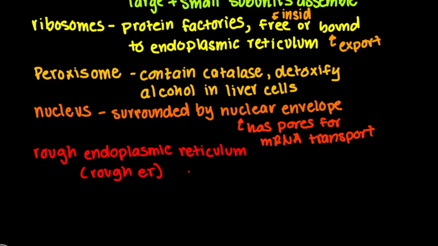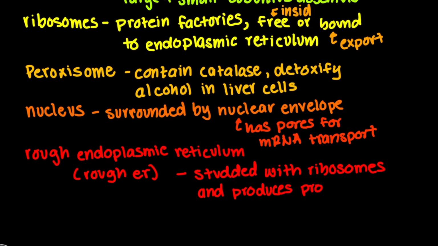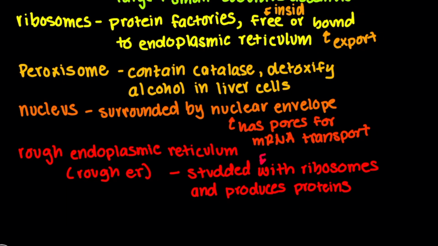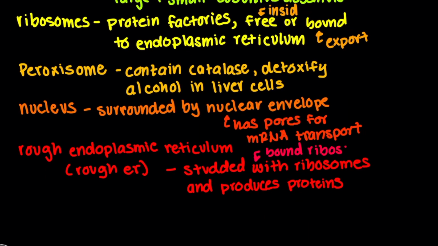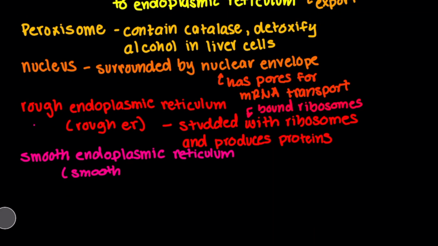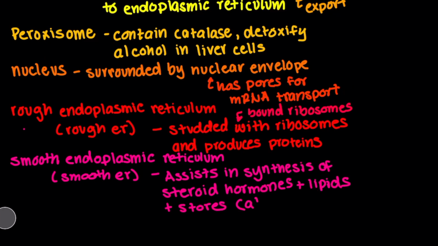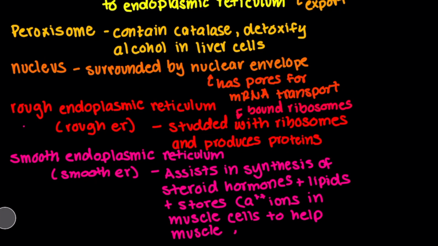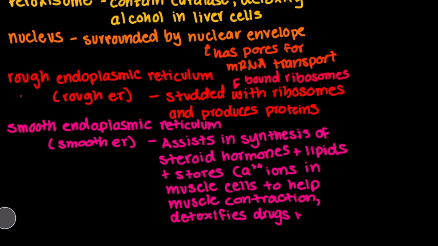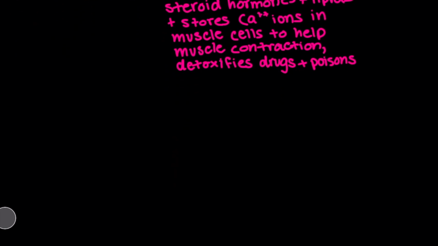Now let's go to the two types of endoplasmic reticulum. There's rough and smooth, abbreviated as rough ER and smooth ER. The rough ER is studded with ribosomes and produces proteins, and these ribosomes are called bound ribosomes because they're bound to the rough endoplasmic reticulum. The smooth ER assists in the synthesis of steroids, hormones, and lipids. It stores calcium ions in muscle cells to help muscle contraction, and it detoxifies drugs and poisons.